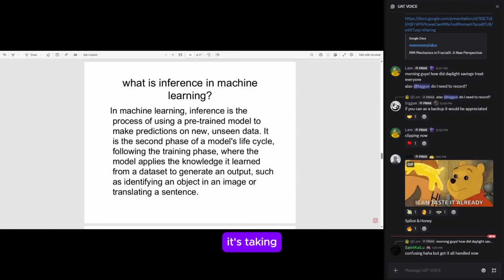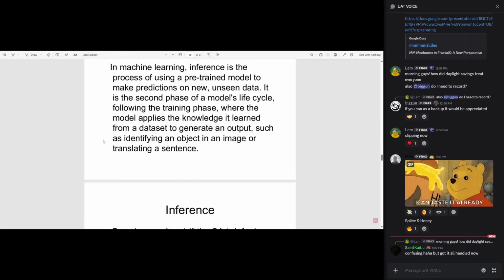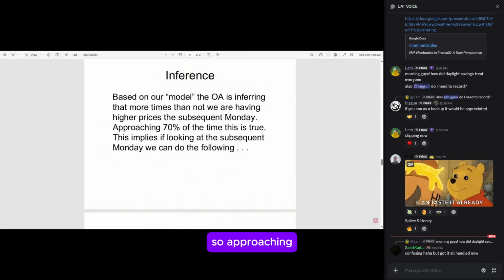And so it's taking that knowledge, what it's learned, and projecting it through the options analyzer. It's learned that 67% of the time we can go up. So approaching the 70%, that's true. This implies looking at the subsequent Monday can do the following.